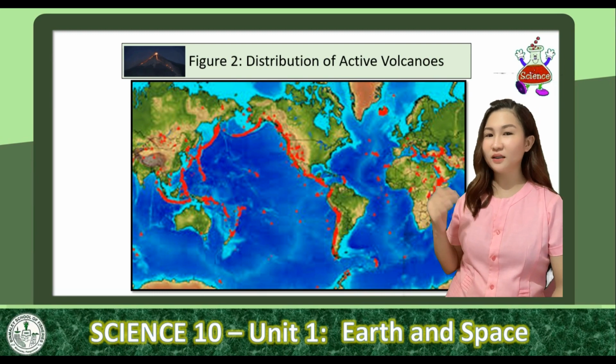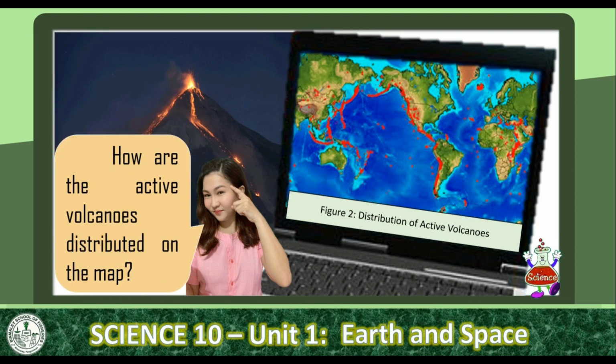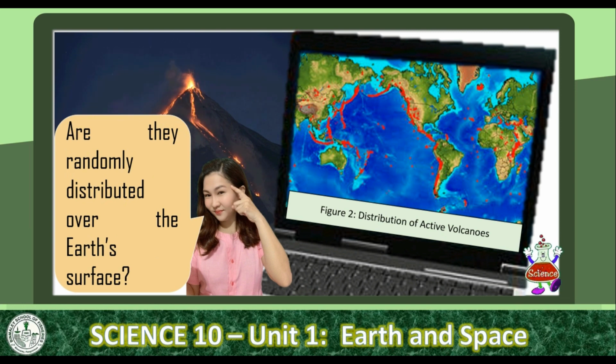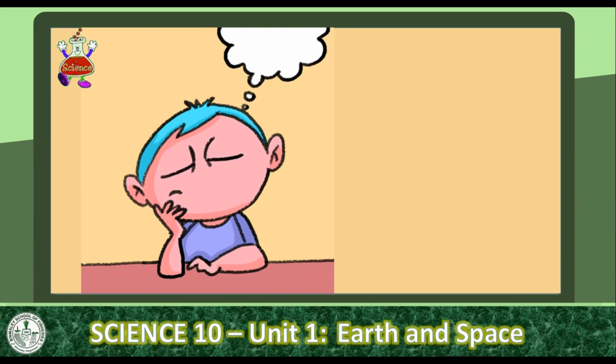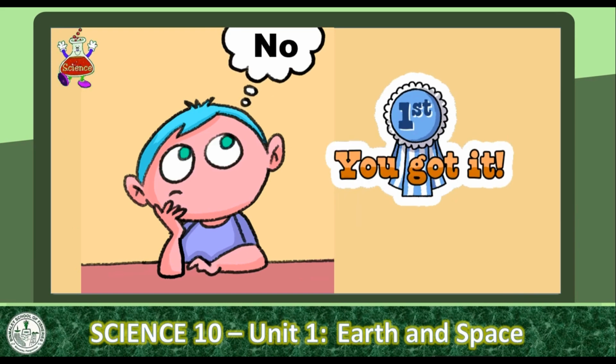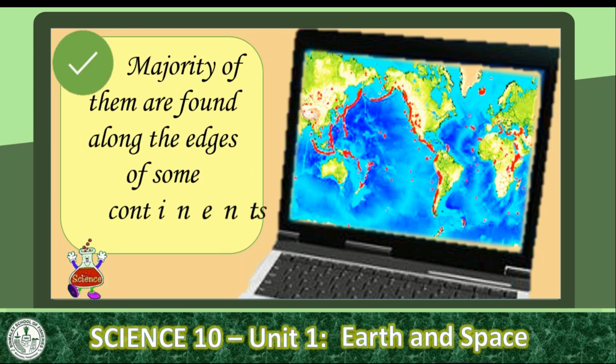This figure shows the distribution of active volcanoes. How are volcanoes distributed on the map? Are they randomly distributed over the Earth's surface? If your answer is no, you got it. Majority of them are found along the edges of some continents.